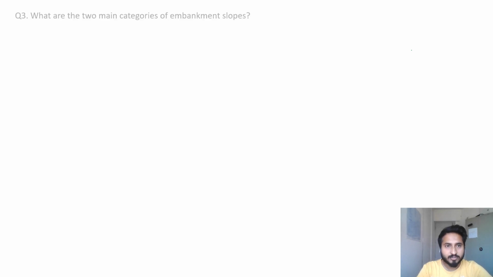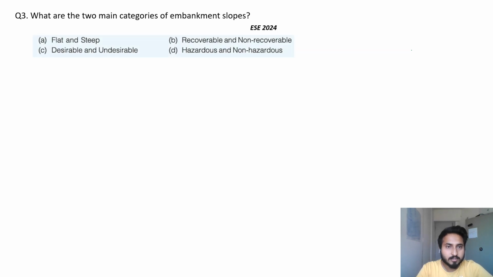So we'll go to question 3 of the ESE 2024 Civil Engineering. What are the two main categories of embankment slopes? It's a very direct question. If you know it, you'll be able to answer it, or else nothing to think. So let's look at the options.